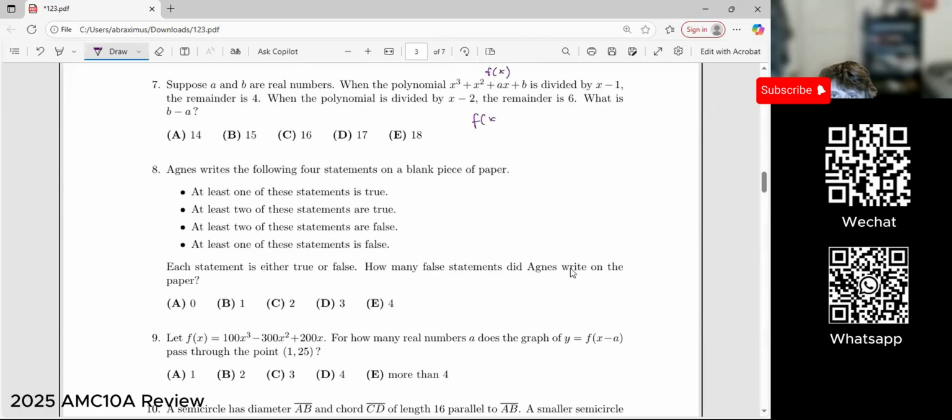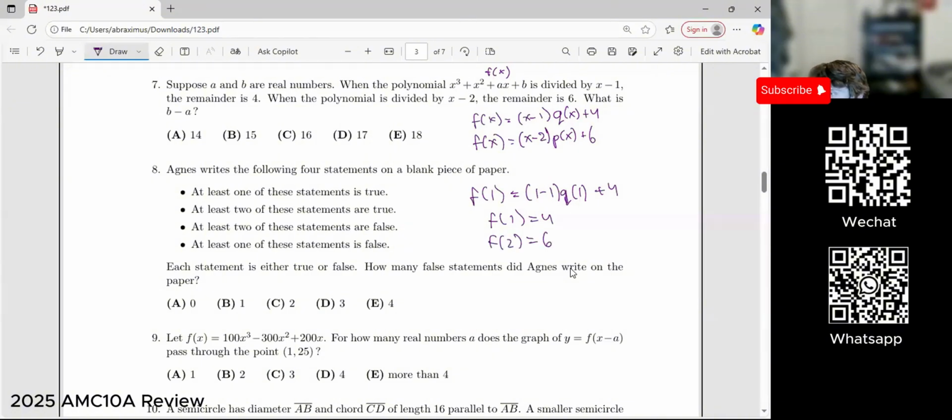And what we know is that f of x is equal to x minus 1 times q of x plus 4, and f of x is equal to x minus 2 times p of x plus 6. So what happens if we plug in 1? Then f of 1 is equal to 1 minus 1 times q of 1 plus 4, or f of 1 is equal to 4. Similarly, we're going to get that f of 2 is equal to 6.